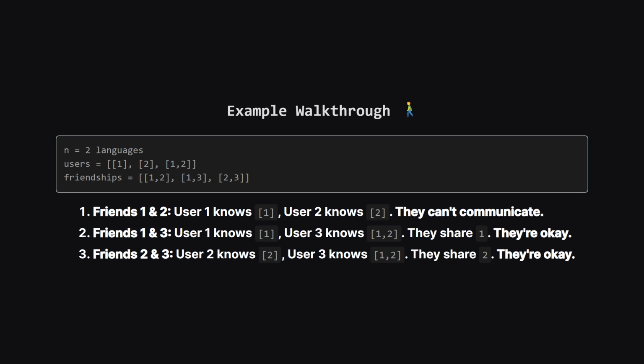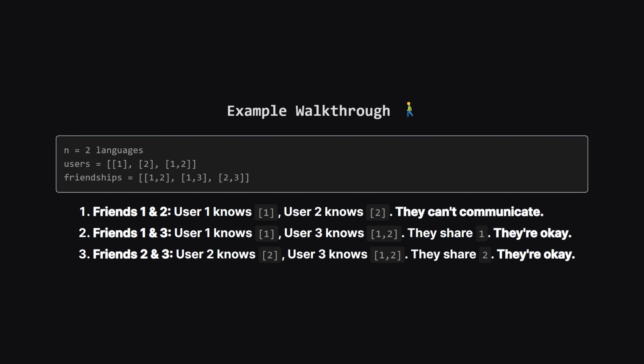Let's trace an example to make this concrete. We have two available languages, 1 and 2. User 1 knows language 1, user 2 knows language 2, and user 3 knows both 1 and 2. Now, let's check the friendships. First, user 1 and user 2. User 1 has language 1, user 2 has language 2. They don't have any in common, so this is a problem pair.